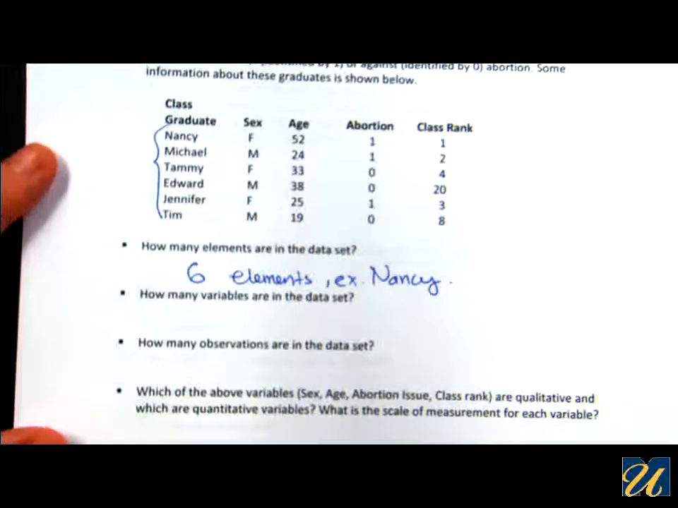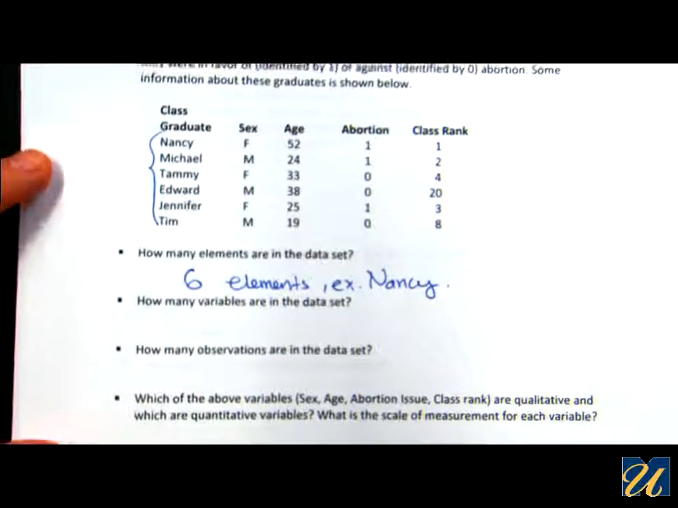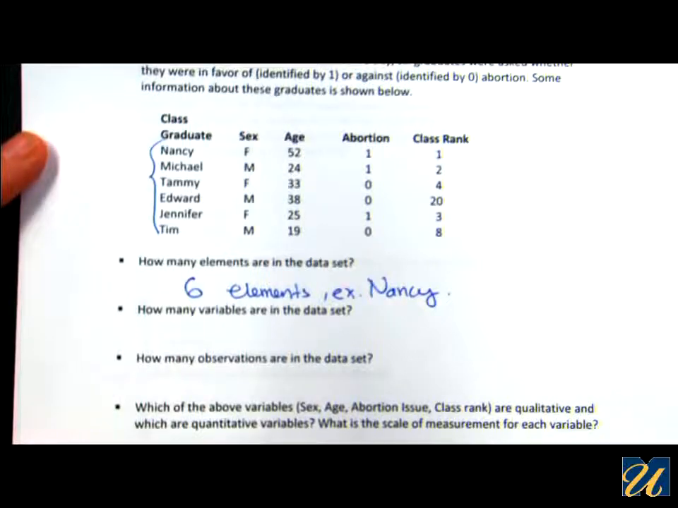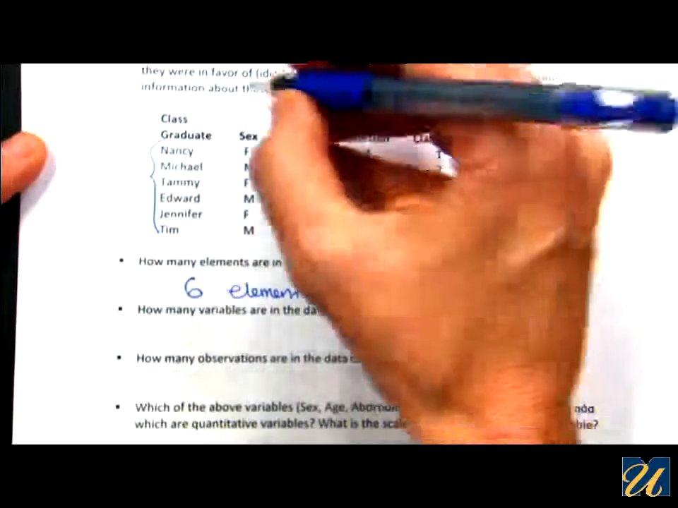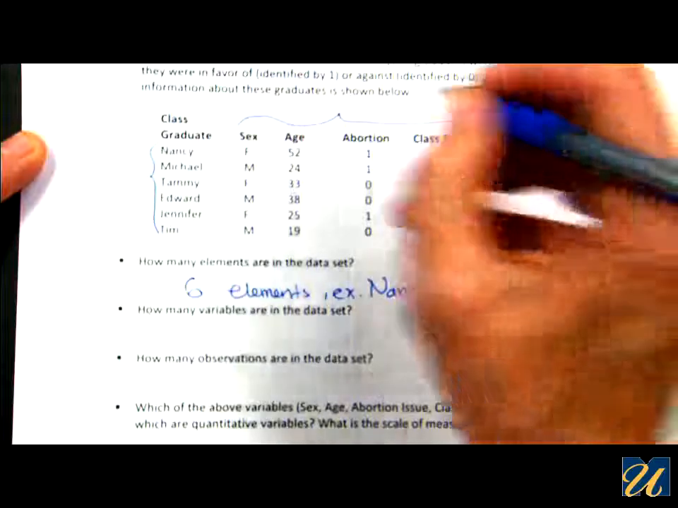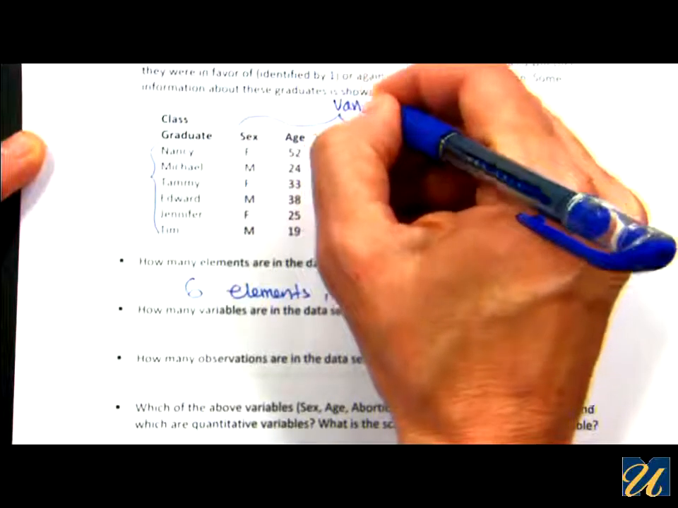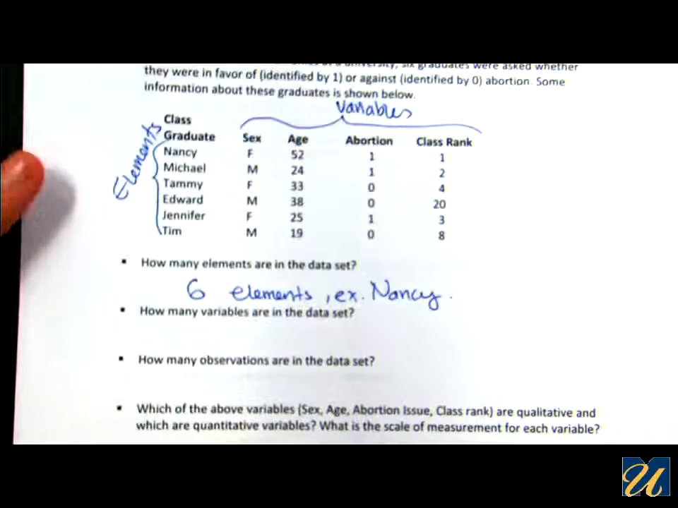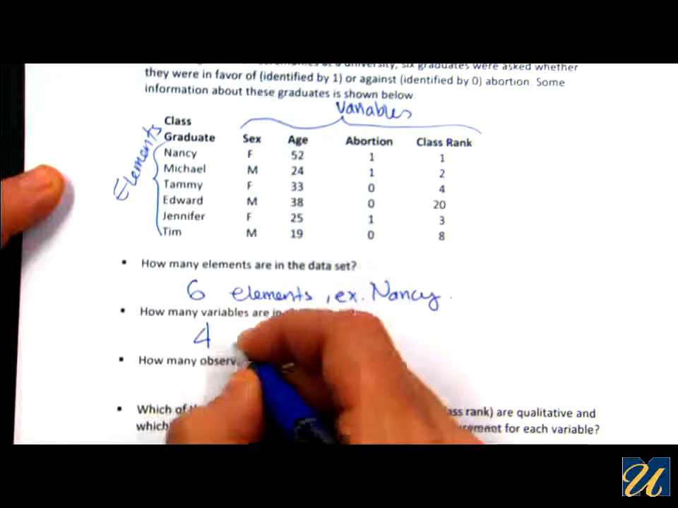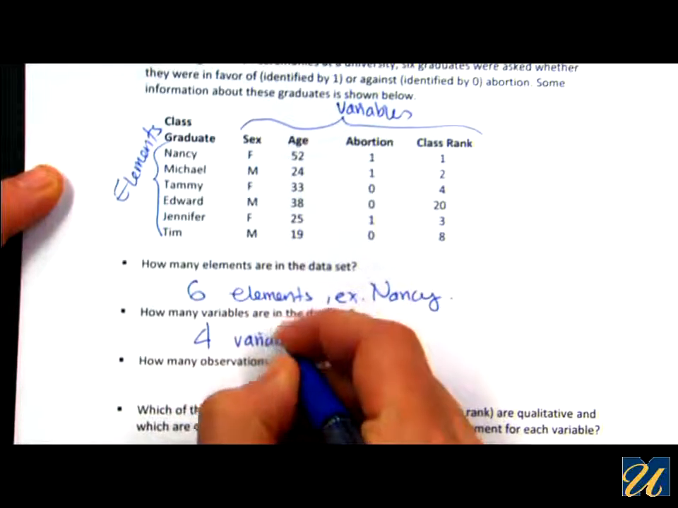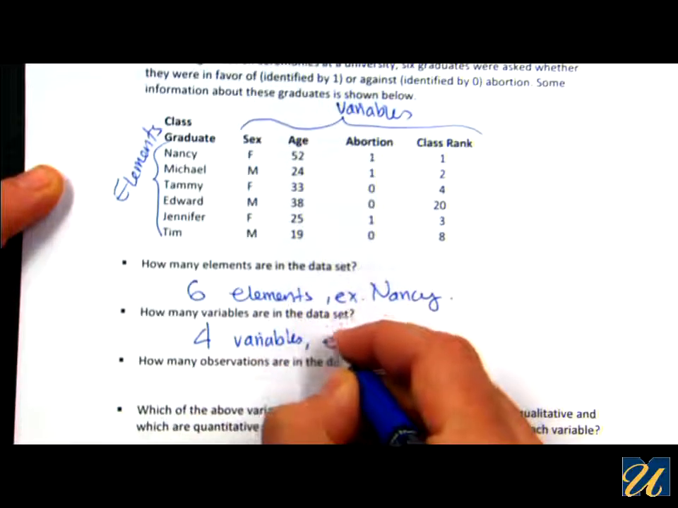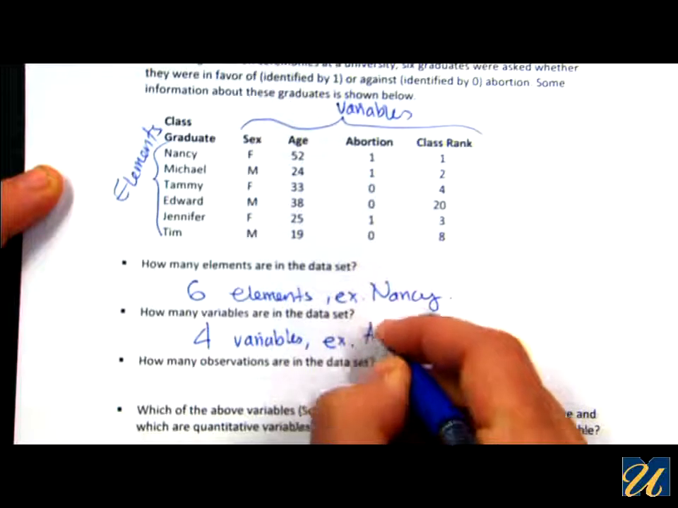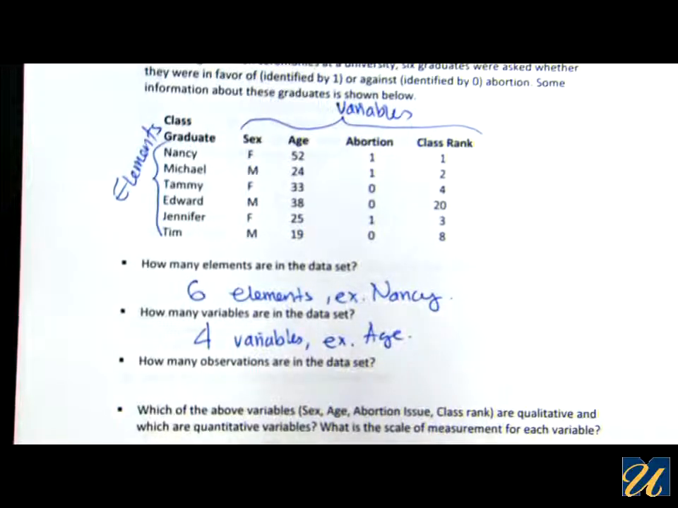How many variables are in the data set? How many different type of information we have collected about these students? This would be your variables. Here are the elements. So we have 4 variables. And for example, let's say the age of the students.